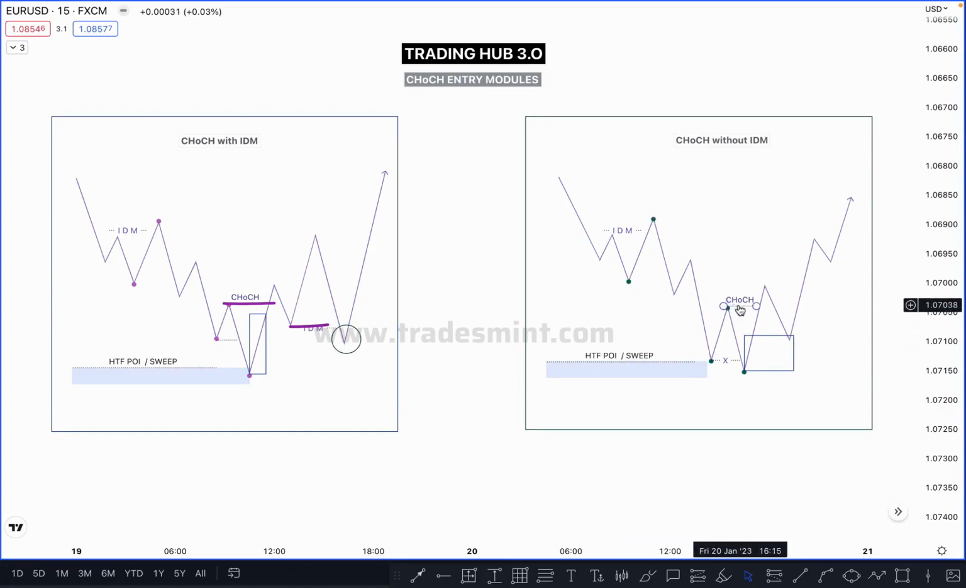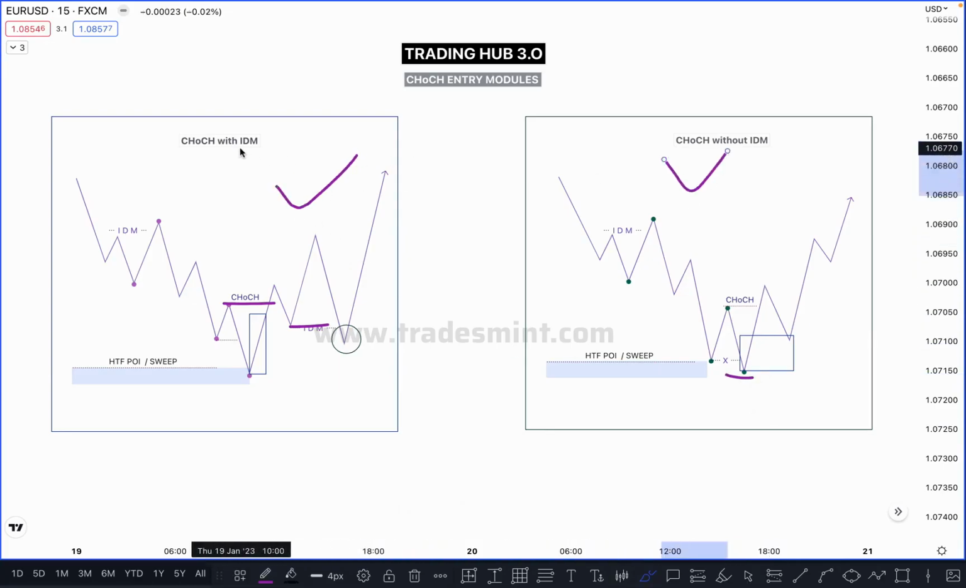Okay, if the market breaks the first high, this one is our change of character, and the market has taken out the previous low, which is here. In this case you can immediately buy here without inducement, because the market has already taken out this liquidity, and you can simply buy here and put the stop loss just below it, which is here. So this is our second entry model; the first one is here and the second one is here. This one is our CHoCH with inducement, and this one is our CHoCH without inducement.